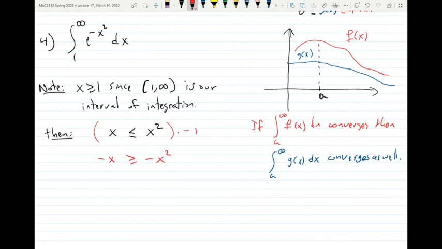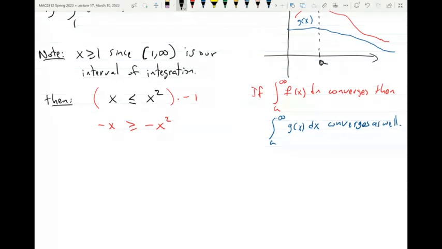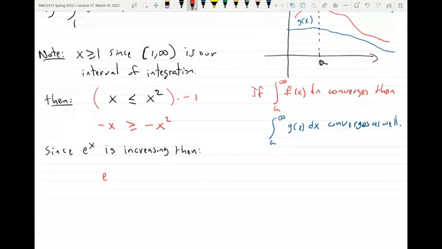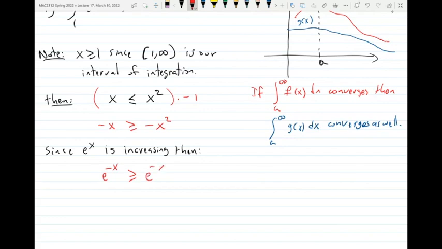Because the exponential function e to the x is increasing, if I apply exponential, it's going to respect this inequality. If your function is decreasing, it flips the inequality. All right, since e to the x is increasing, we obtain that e to the negative x is still greater than or equal to e to the negative x squared. Since this input is bigger than this one, the output is bigger too, because that's what it means to be increasing.